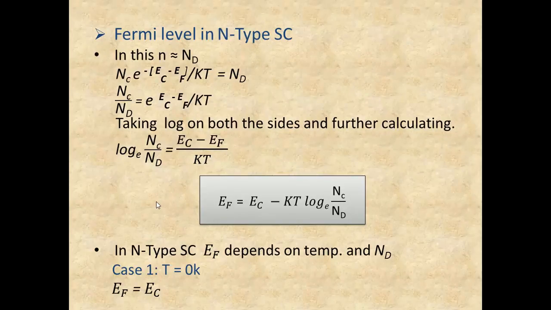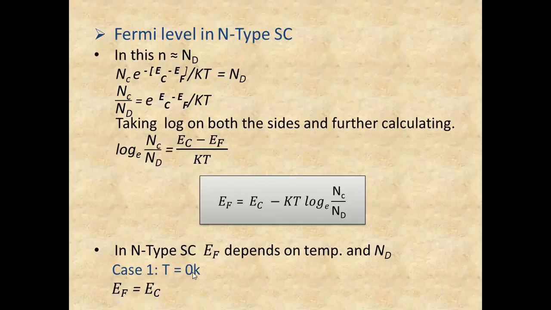Similarly, let's see for the n-type semiconductor Fermi level. If it's n, the electrons are dominating part, so n will almost be equal to N_d. Replacing n with N_d, N_C by N_d, again taking log. Everything is similar to our previous slides, taking log, and again you're coming with this formula. In n-type semiconductor, Fermi energy depends on temperature as well as on N_d.